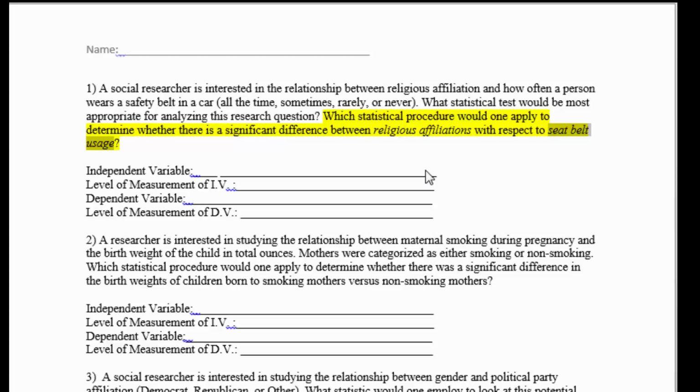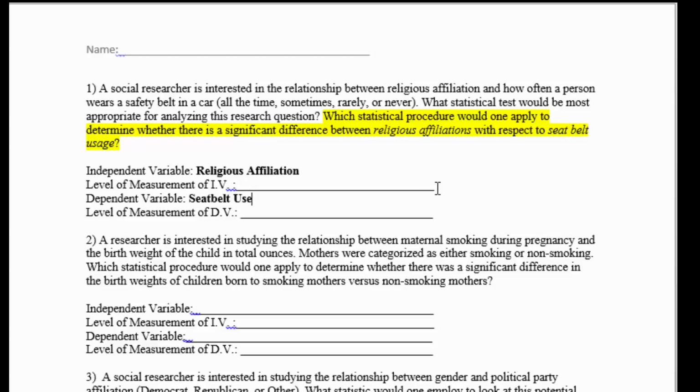Now that we've determined our variables, it's time to determine which is independent and which is dependent. In regards to religious affiliation and seatbelt usage, independent is cause and dependent is effect. So are we looking at whether religious affiliation influences seatbelt usage or whether seatbelt usage influences religious affiliation? Logically, we're looking at how religious affiliation impacts seatbelt use. So our independent variable would be religious affiliation, and our dependent variable would be seatbelt use.